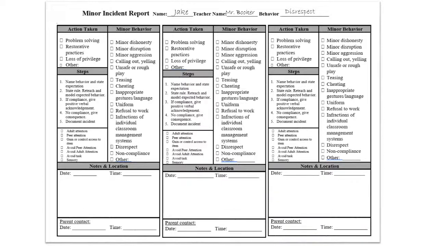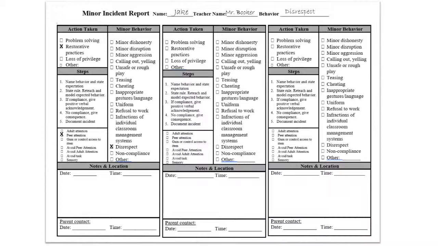So what we'll do is, as a behavior occurs, if it's disrespect, then we mark disrespect on the top of the paper, and then you'll put disrespect on the checkbox in the form in the first column. And then your action taken, which would likely be something around the restorative practices. You'll follow the steps, of course, of how to work through a situation by naming the behavior, stating expectations, reteaching and modeling the expected behavior, and then determining if you have compliance or non-compliance. And then we'll be documenting the incident.